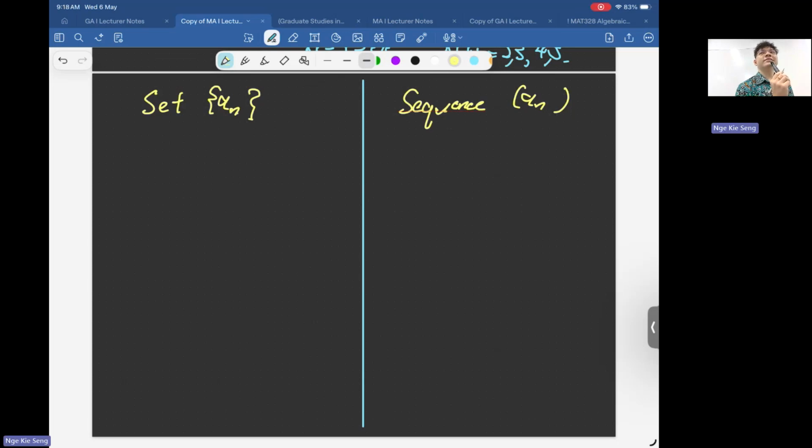Any idea? One, I viewed it as a set. The other, I viewed it as a sequence. Sequence, last time I said that it's a function from N to R. So N there, we regard it as the order. There's an order there. So A1, after A1 is A2, A3, A4, A5. But set, I don't really care. I can mix them. Or in Malay we say campur. I don't care about the order.